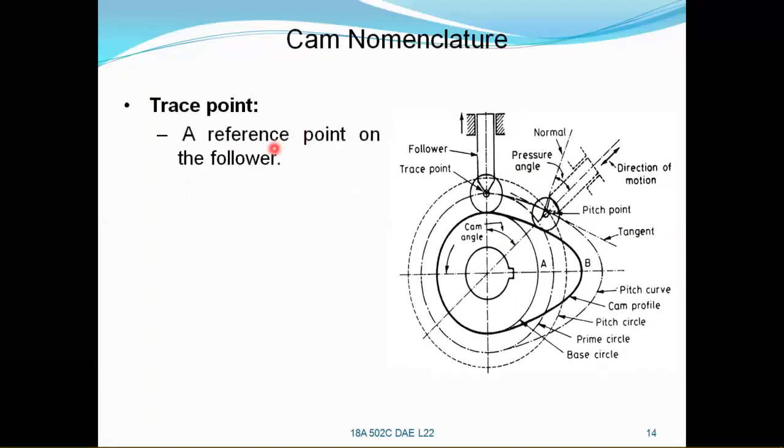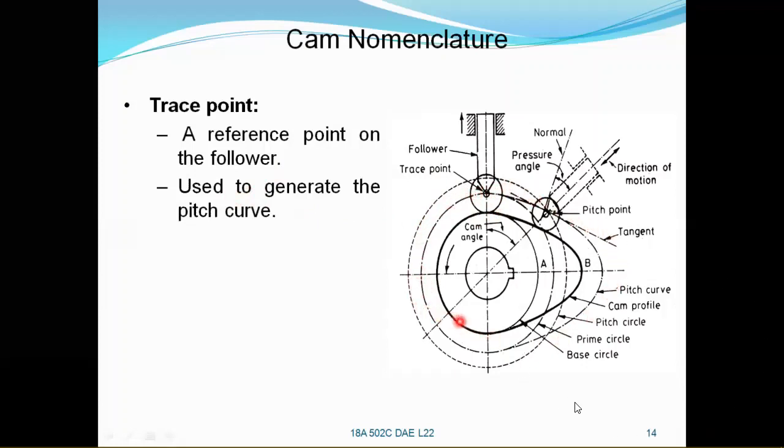Trace point, a reference point on the follower. Here is the reference point of the follower about which the roller is rotating. In case of a knife edge follower, the knife edge point itself is the reference point, which is called the trace point. In case of a flat follower or mushroom follower, the midpoint of the follower is the reference point, called the trace point. And this trace point is used to generate the pitch curve.